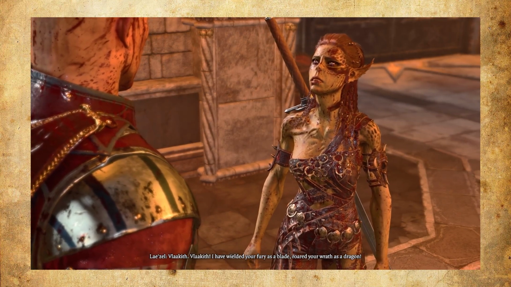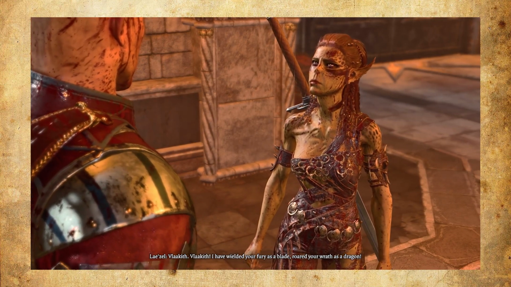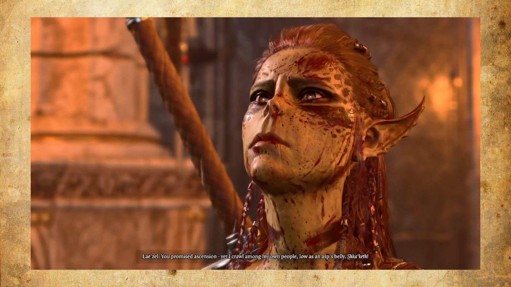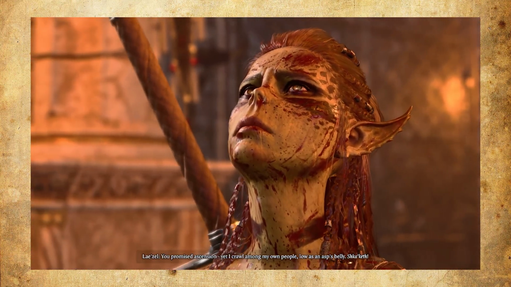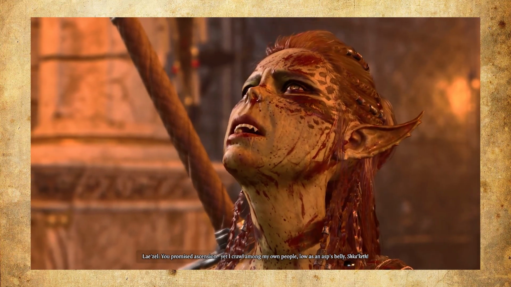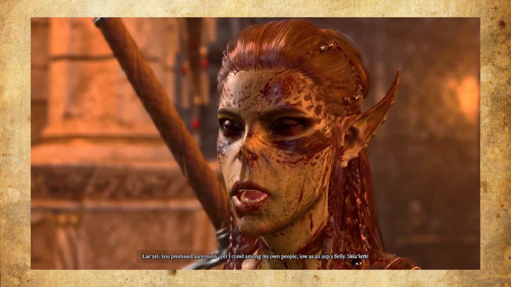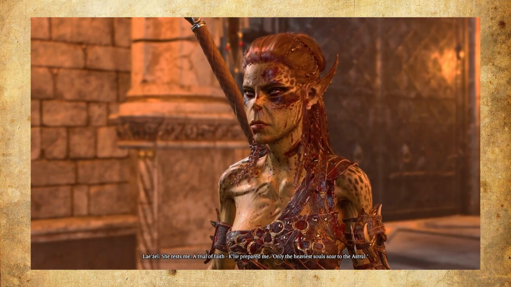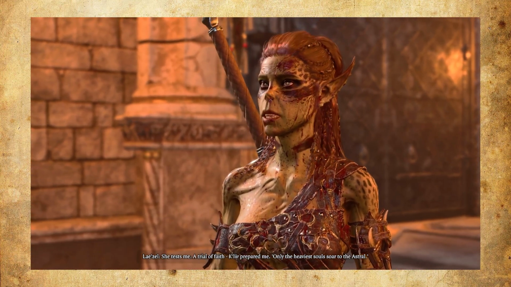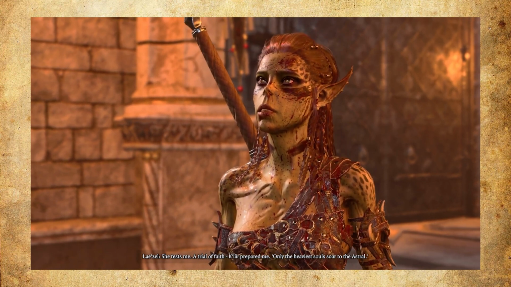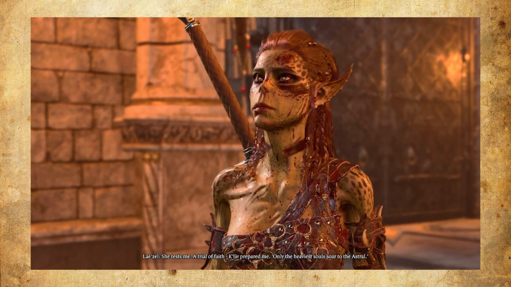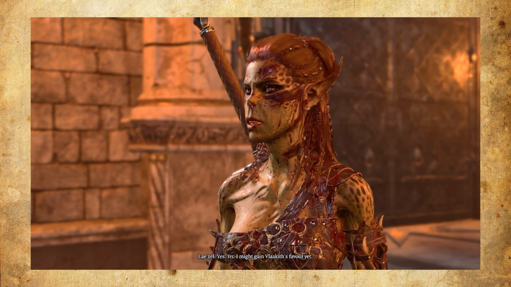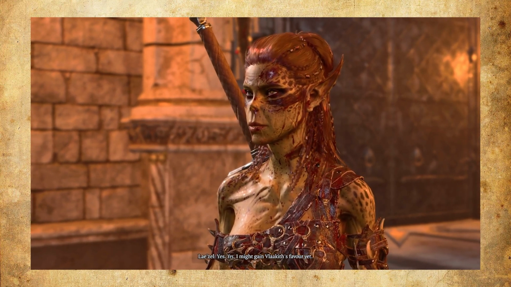Vlaakith! I have wielded your fury as a blade, roared your wrath as a dragon. You promised ascension. Yet I crawl among my own people, low as an asp's belly. Shkageth! A trial of faith. Kalir prepared me. Only the heaviest souls soar to the astral. Yes. Yes. I might gain Vlaakith's favor yet.